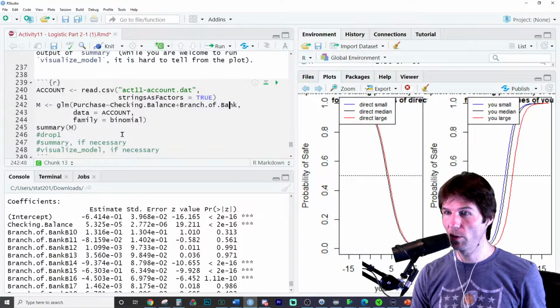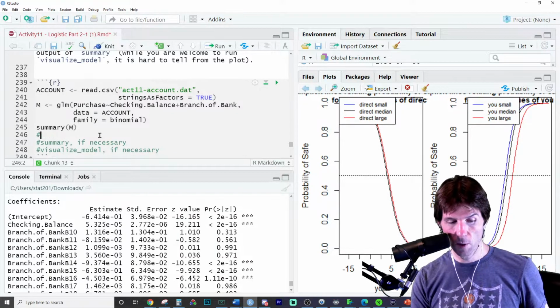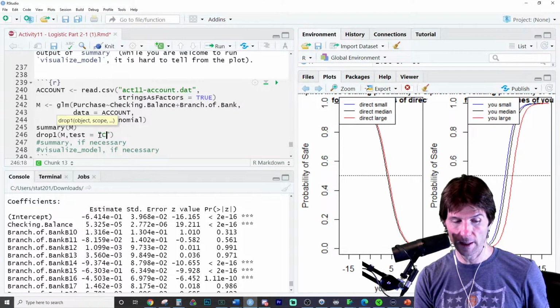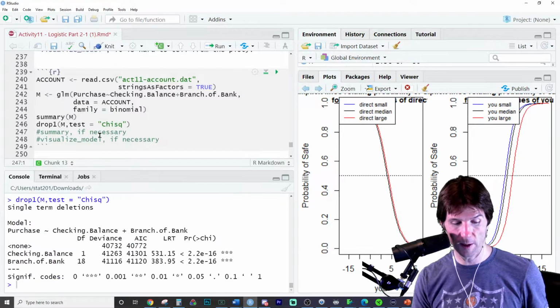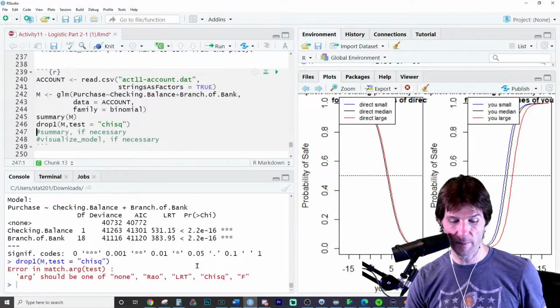And so if we want to look at if somebody's branch brings with it new information, we have to run the drop one. And to run the drop one, you need to put in your model, but then do family, test equals, and then chi, capital C right there, square. If you don't spell chi-square properly, I think it just doesn't run it, and it gets mad at you. But it does give you the tips of how to run it.